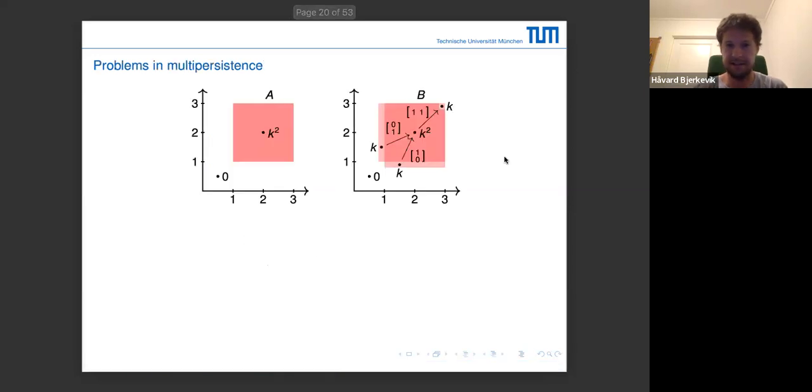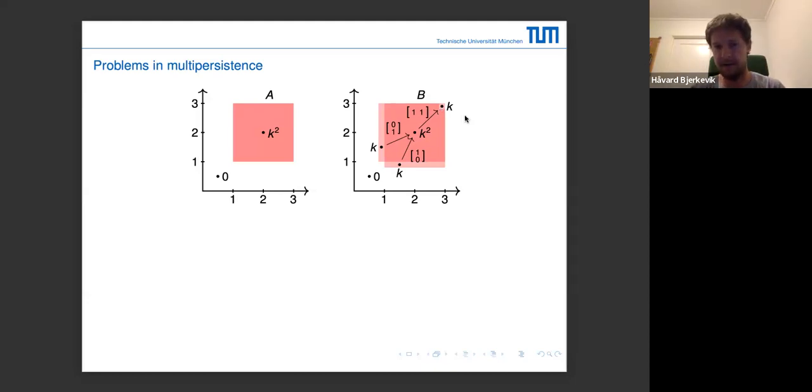But unfortunately, there are examples where this doesn't work. Here we have a slightly more complicated example. On the left, we have a module A that's just two copies of the square. So that's simple enough. But on the right, we have B, which is roughly similar to A. So it's epsilon-interleaved with A for some small epsilon. But in the top right corner, we have this tiny piece that essentially glues together the two rectangles. And this makes B indecomposable.